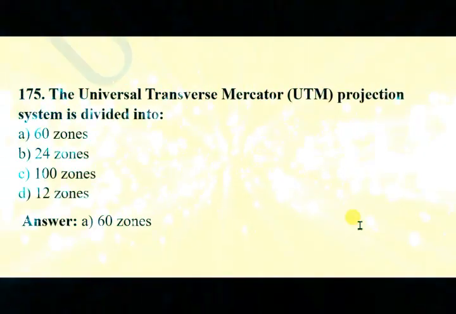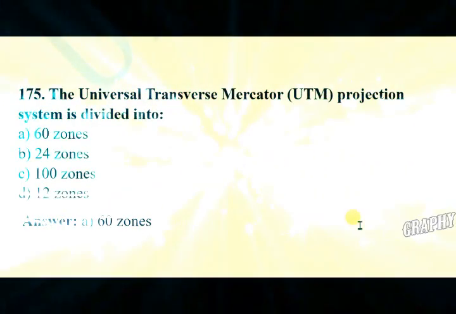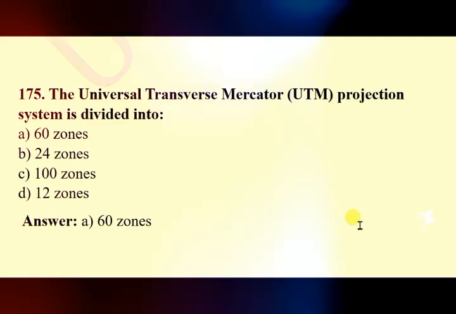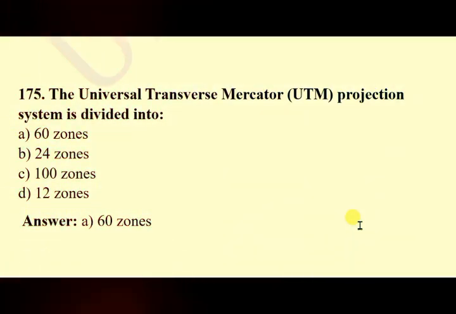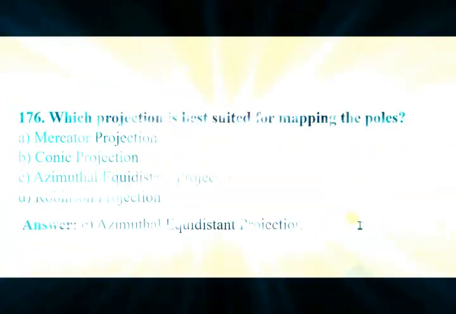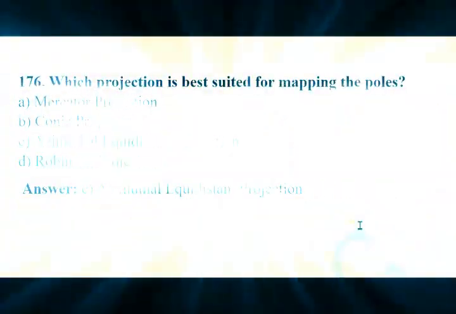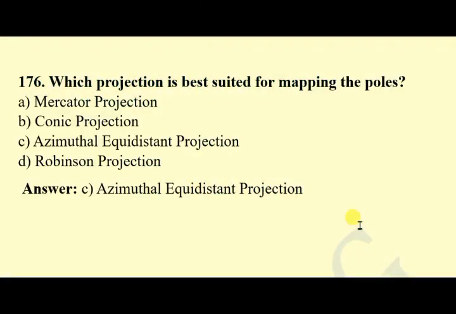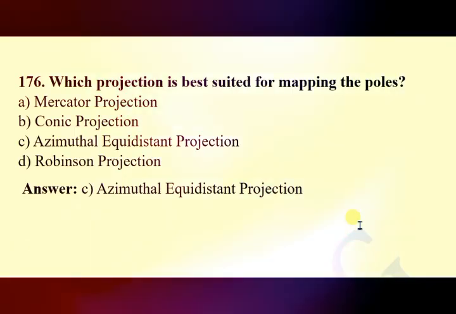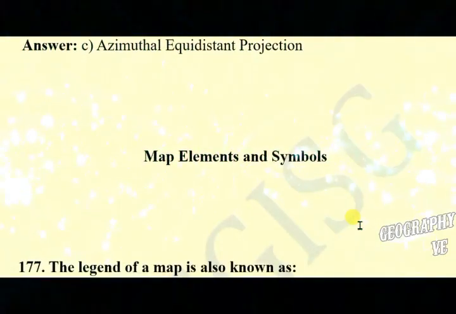Question 175. The Universal Transverse Mercator or UTM projection system is divided into 60 zones, 24 zones, 100 zones, 12 zones. So the right answer will be 60 zones. Question 176. Which projection is best suited for mapping the poles: Mercator, conic, azimuthal equidistant, Robinson projection? Here the right answer will be azimuthal equidistant projection.